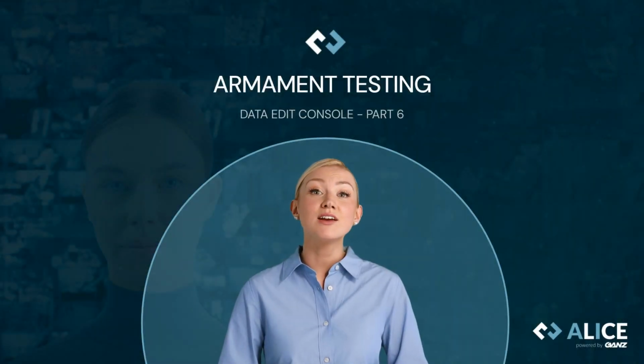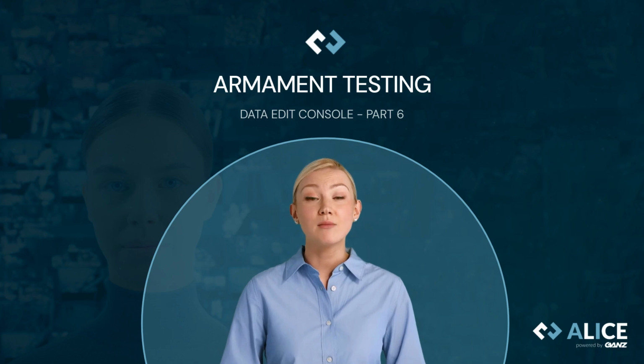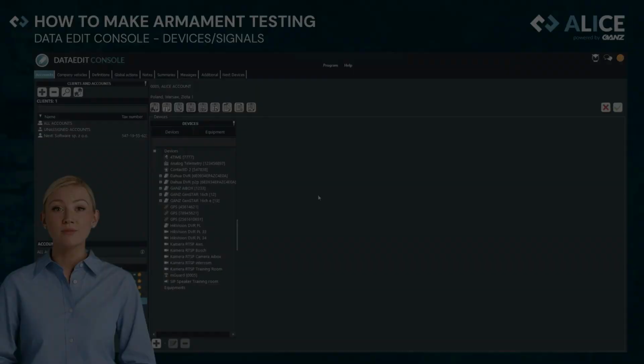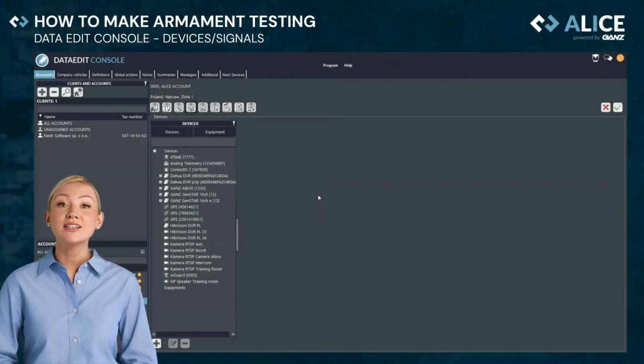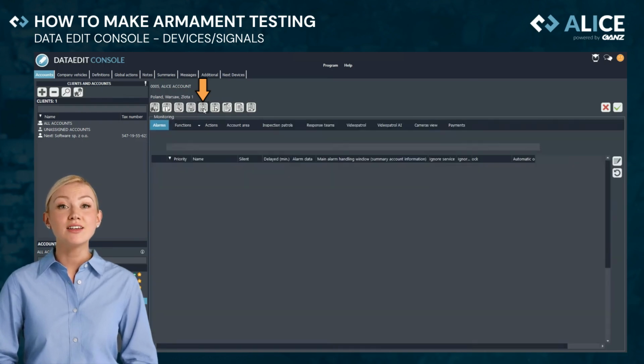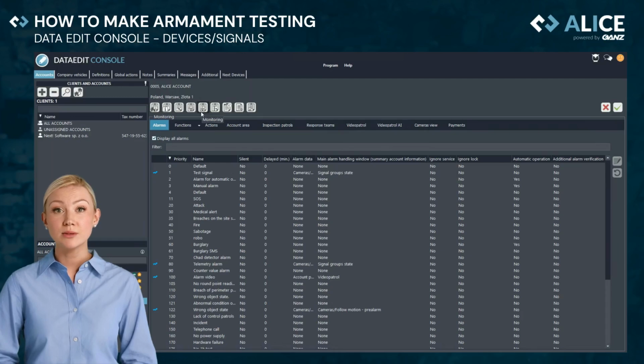In the sixth block of our tutorial, we will show you how to set up armament tests. In our software, you can use status functions in order to arm or disarm the system based on a signal group created and a specified time chosen in the calendar. To set this up, start by logging into your account. Once you're in, look for the Monitoring tab, which is usually located at the top of the menu. Click on it to proceed.